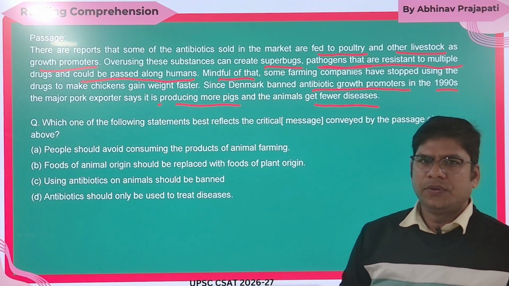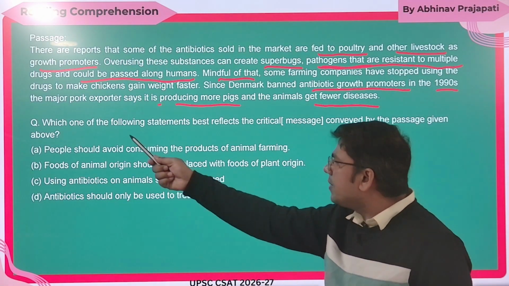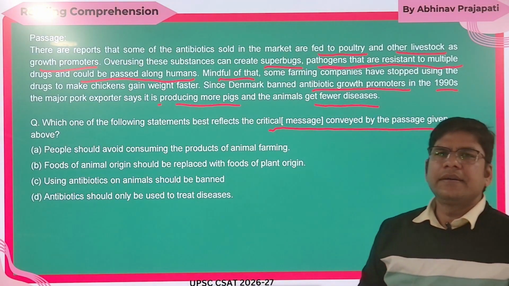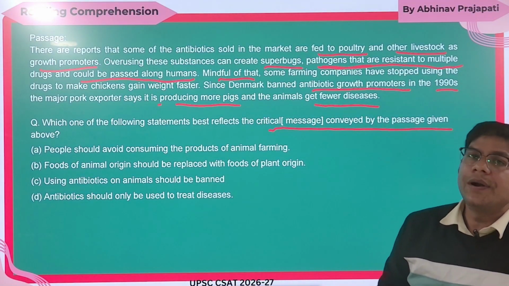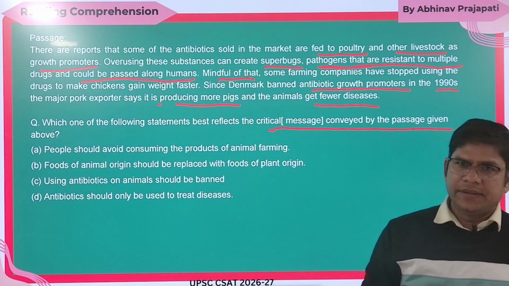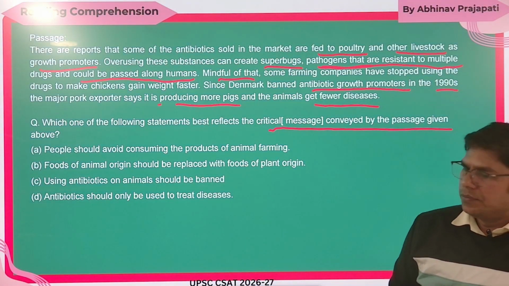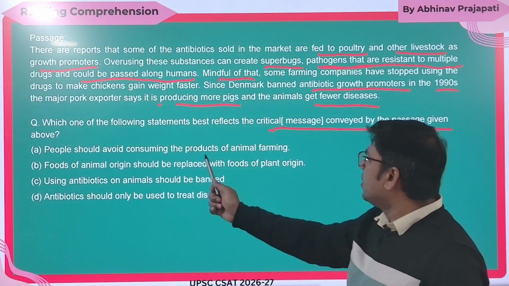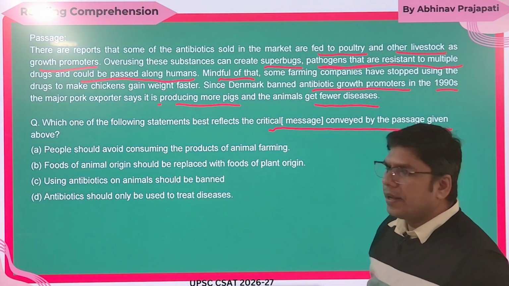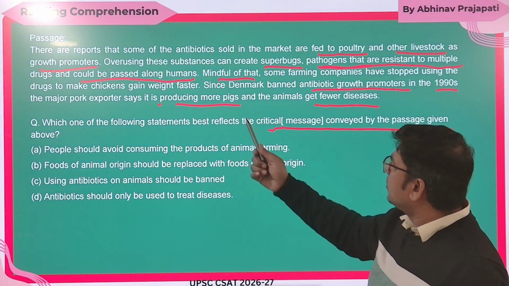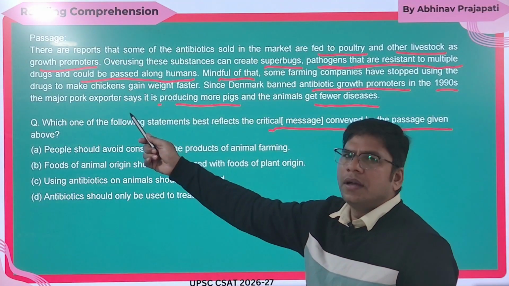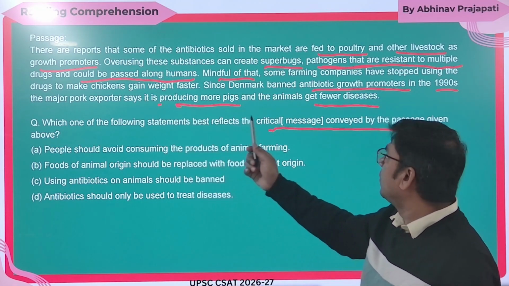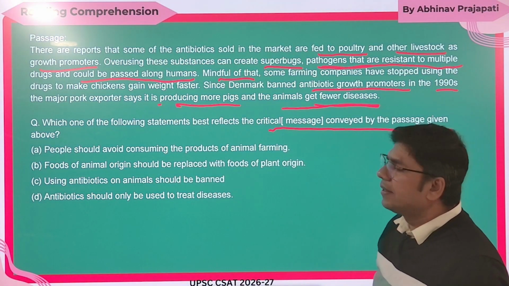Okay, so which of the following statements reflects the critical message conveyed by the passage? What kind of message is the author conveying to the reader of this passage? So we have to find out. Now, first option, people should avoid consuming the products of animal farming. Is it true? Because here they are not using growth promoters and they are producing more pigs, and animals are getting fewer diseases. So this option cannot be true.